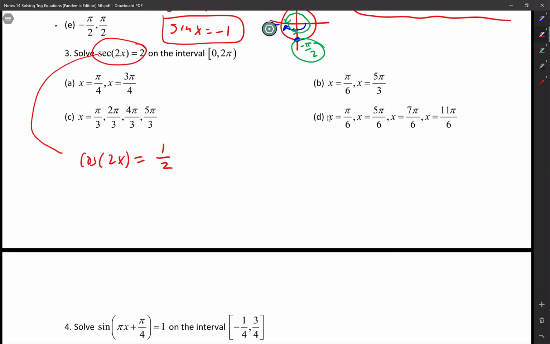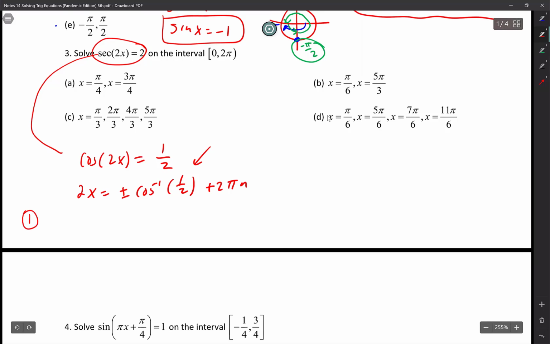So now I'm ready. I'm trying to solve for 2x, so I'm going to do the inverse. So 2x equals plus or minus arc cosine of a half plus 2 pi n. And if this wasn't a perfect coordinate, I would do the arc cosine of a half, just like I did the last time around. But this is a perfect coordinate, and I know what that is. Equation number 1. On the unit circle, cosine is a half in quadrant 1 up there and in quadrant 4 down here. So equation 1 is going to be 2x equals pi over 3, if you have your unit circle with you, plus 2 pi n.